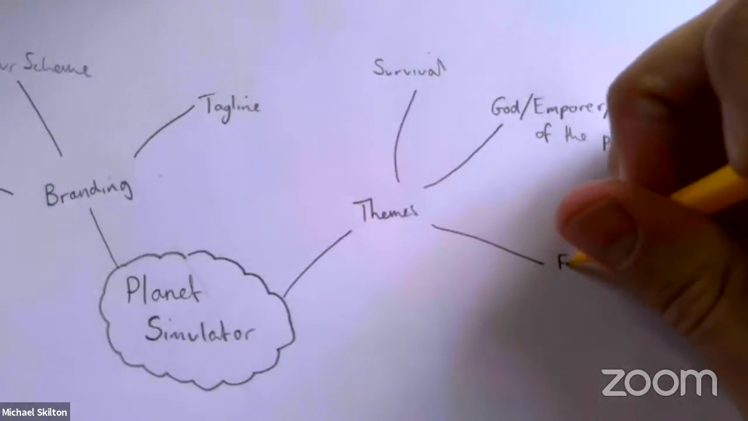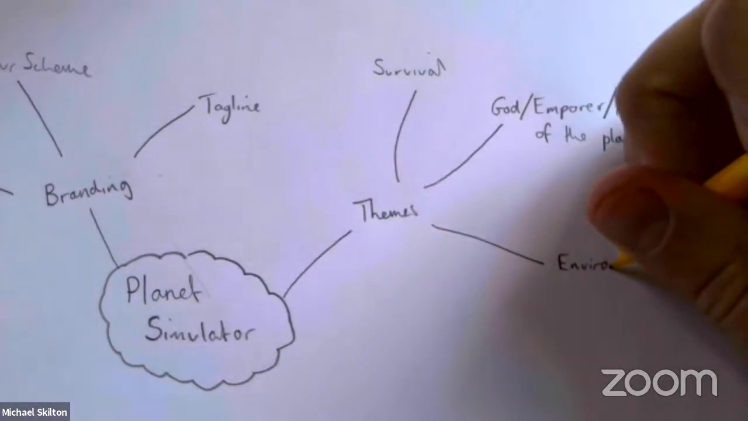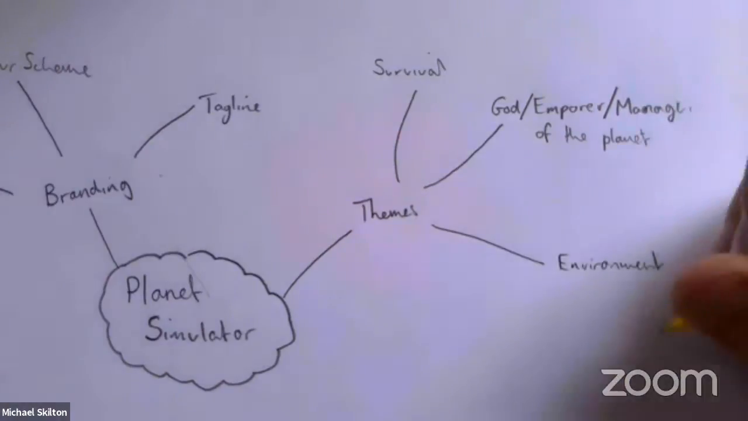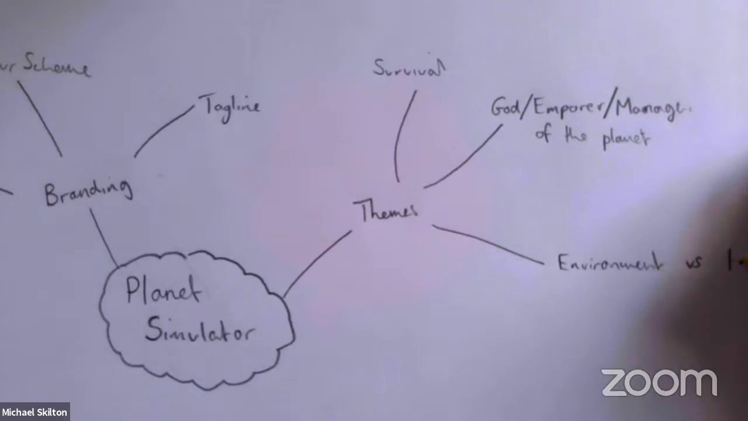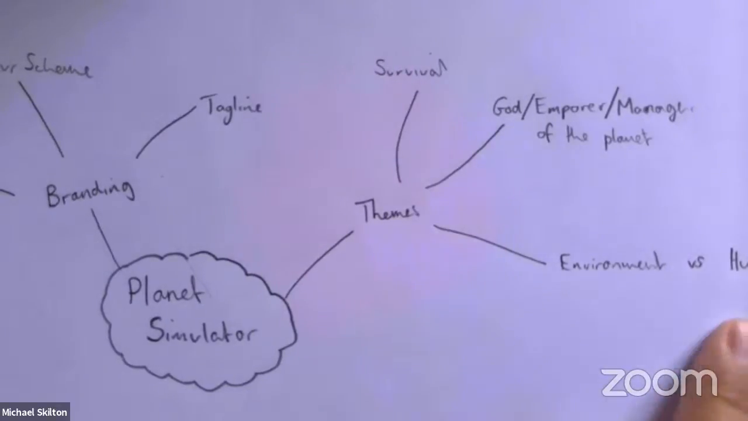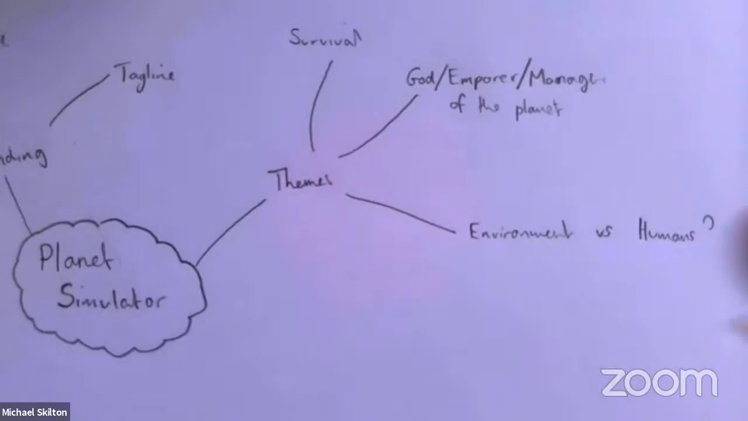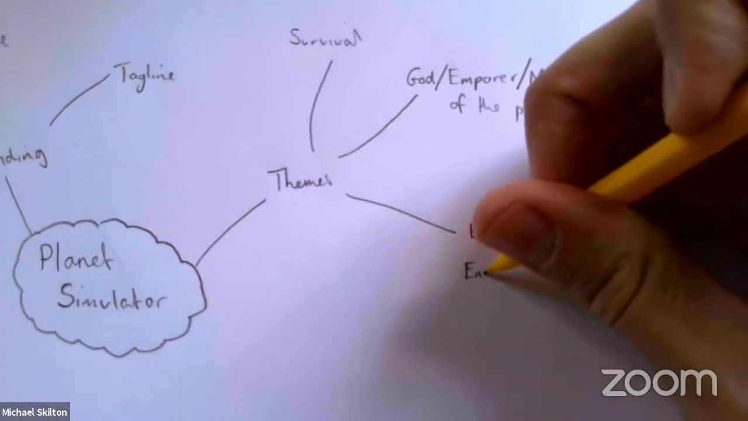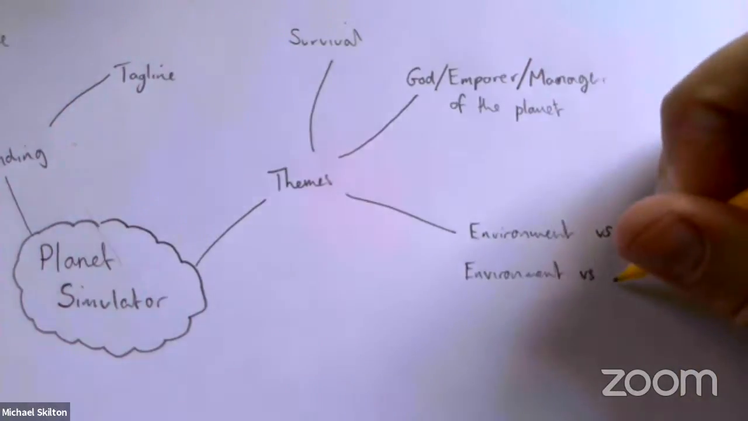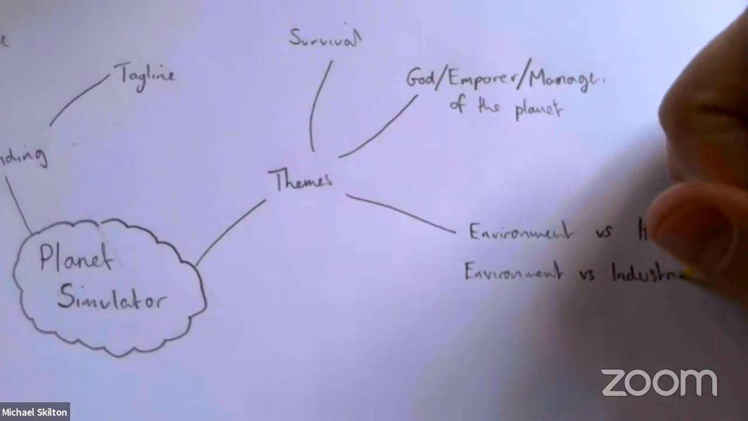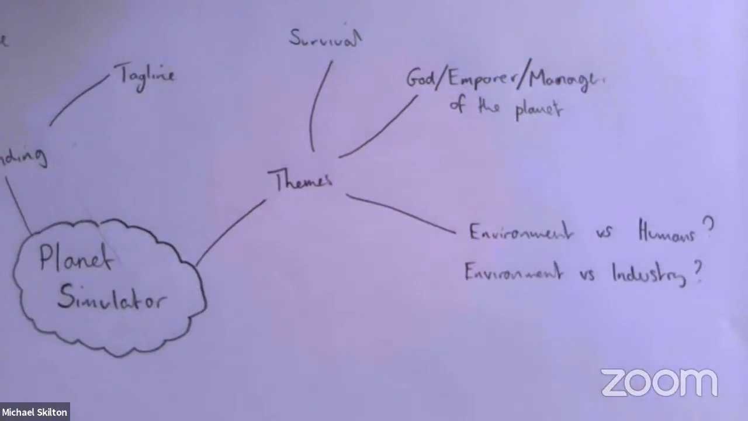We've obviously got the environment. And almost there's a conflict here between the environment versus humans. Is this a conflict between humans and the environment? Or perhaps this is just a matter of the environment versus industry? Perhaps. Again, I'm using question marks because I've not decided if that's the case. And also, why can't it be both? Also, why can't it be other things?